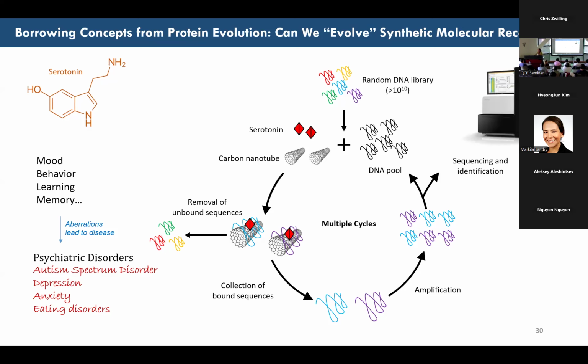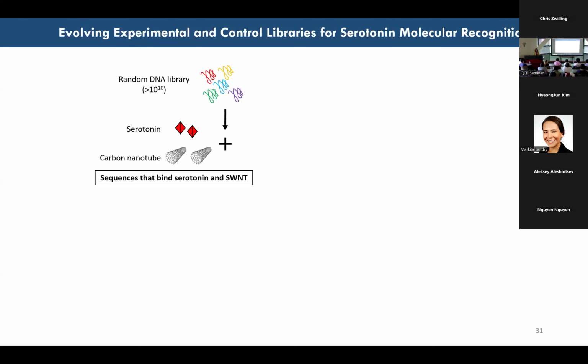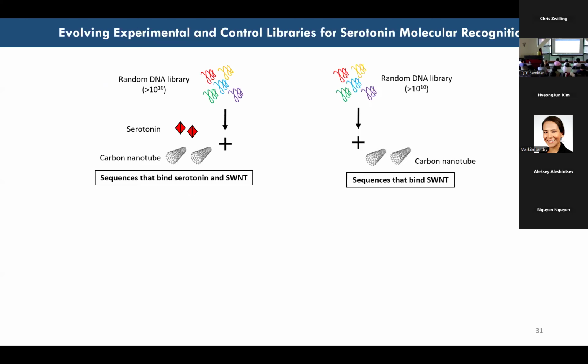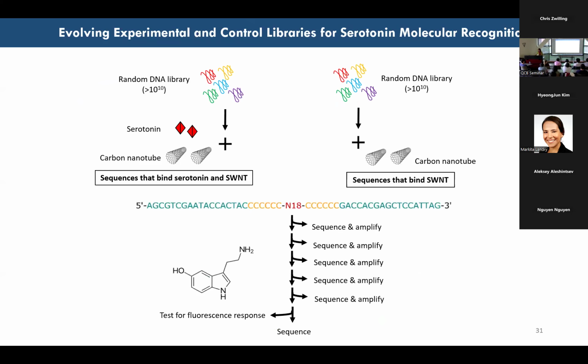And because, again, we have this kind of trimolecular interaction, we also run a control in which we competitively complex the same library with just carbon nanotubes alone, right? So here we're looking at sequences that might be good binders to the carbon nanotube surface, but not necessarily for serotonin. So we can remove those sequences from consideration when looking at the sequences that we want to build our probes from. And then we can do this over any number of rounds.